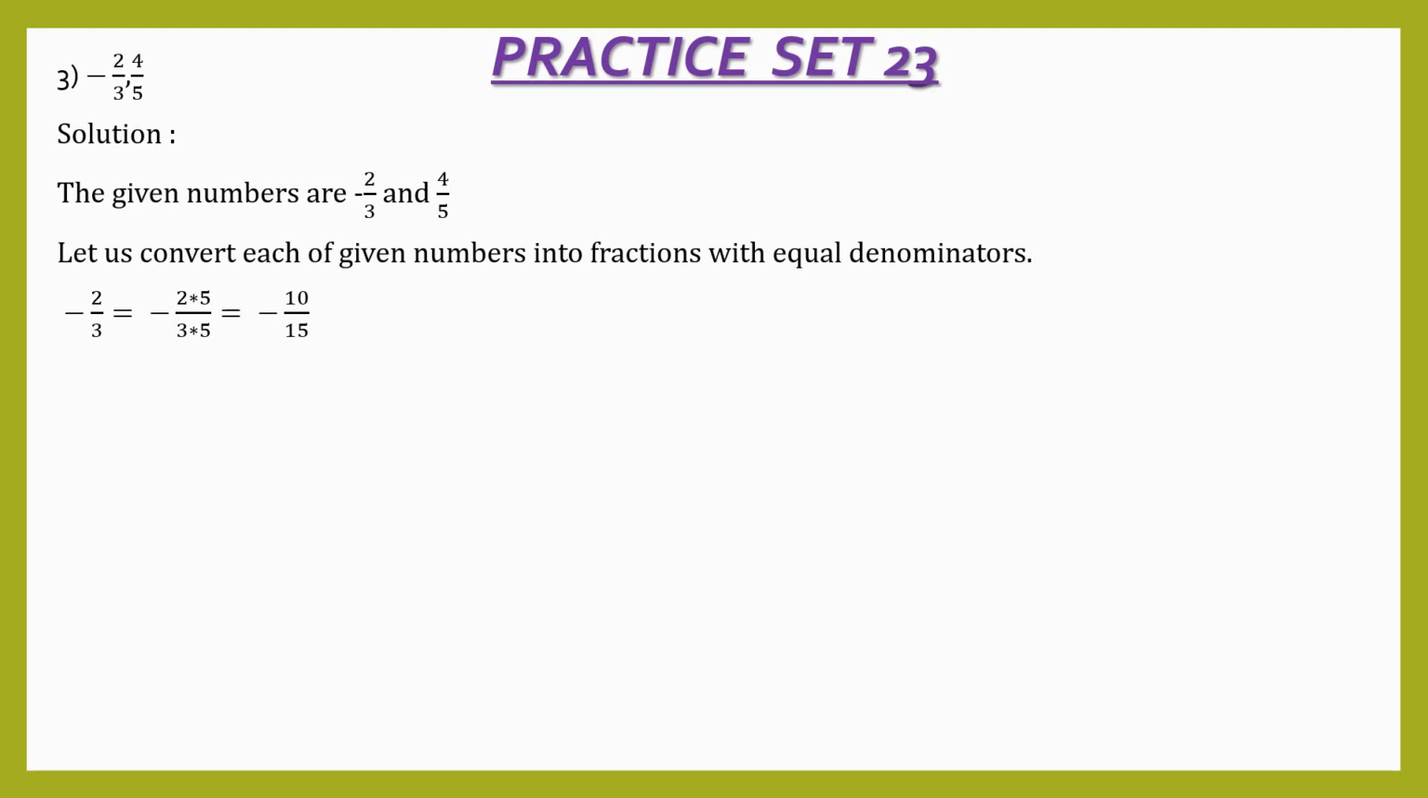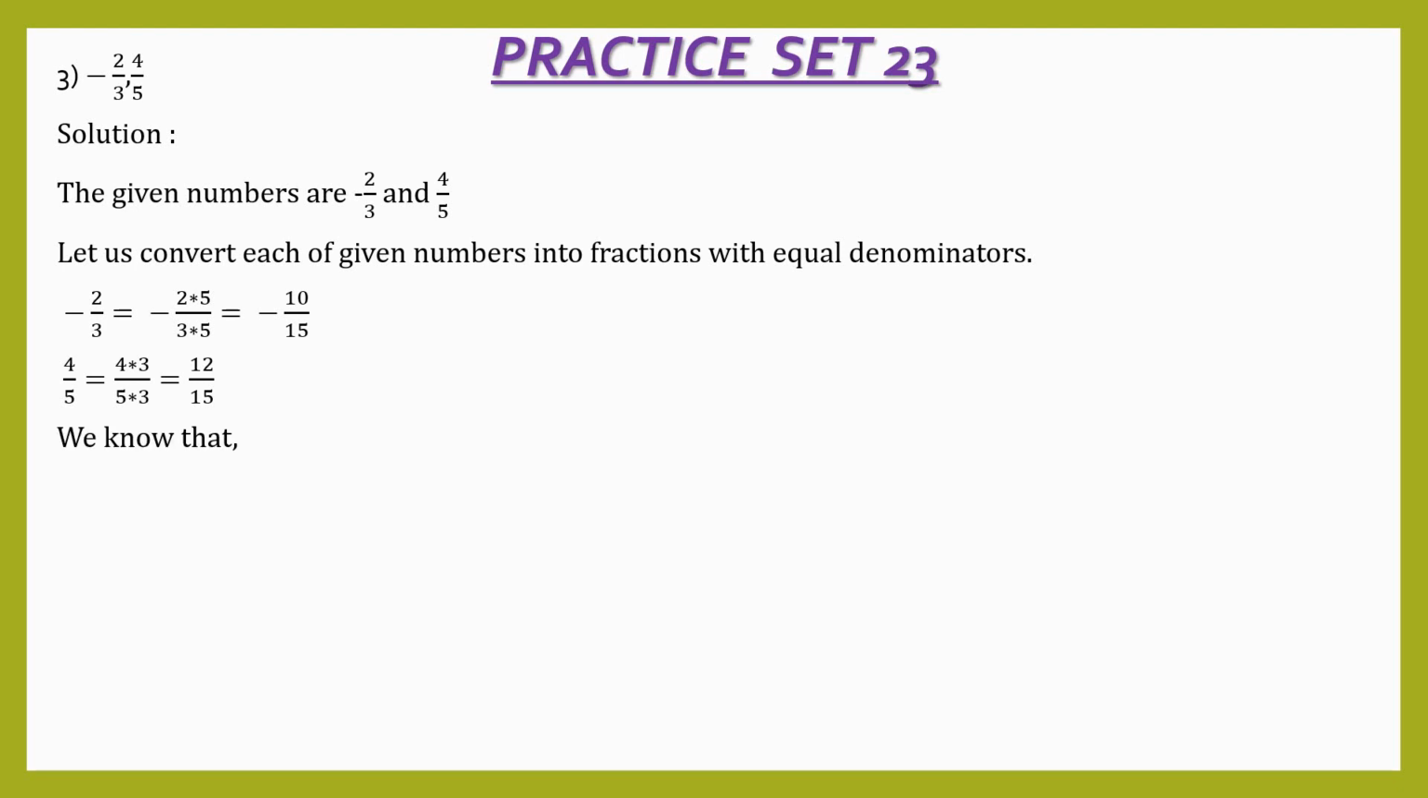Now, minus 2 upon 3, if you multiply both numerator and denominator with 5, you get the answer as minus 10 upon 15. Now for the second sum, if you multiply 4 upon 5, both numerator and denominator, with 3, you get 4 into 3 upon 5 into 3, which is equal to 12 upon 15. So as you can see, both denominators are 15. So now we can proceed further. One is minus 10 upon 15 and second is 12 upon 15. So we are going to find the three rational numbers that lie between these two rational numbers.